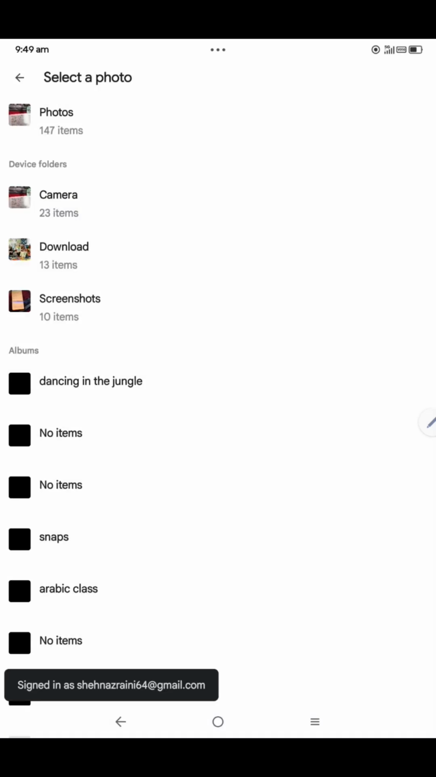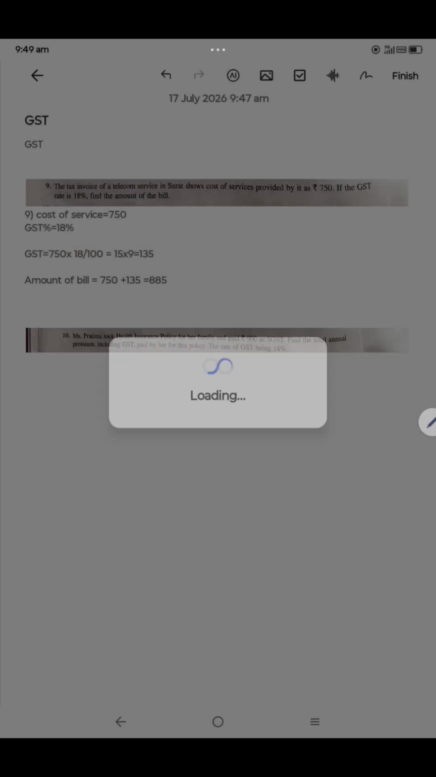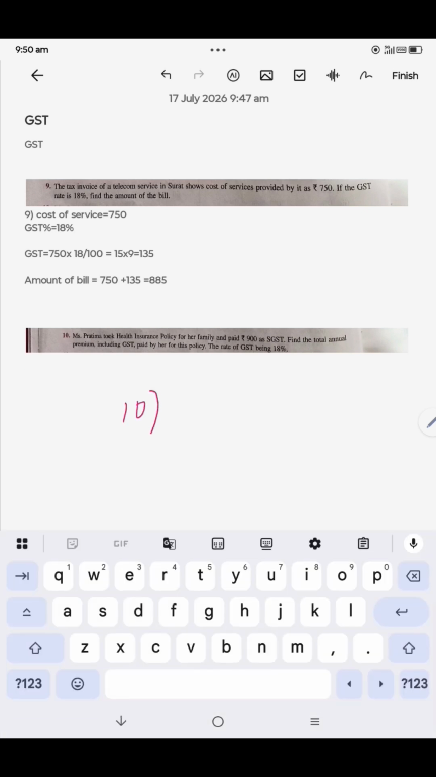Question number 10. This question is, Ms. Pratima took the health insurance policy for a family and paid 900 rupees as the GST. Find the total amount of premium including the GST paid by her for this policy. For this policy, the rate of the GST is 18%.